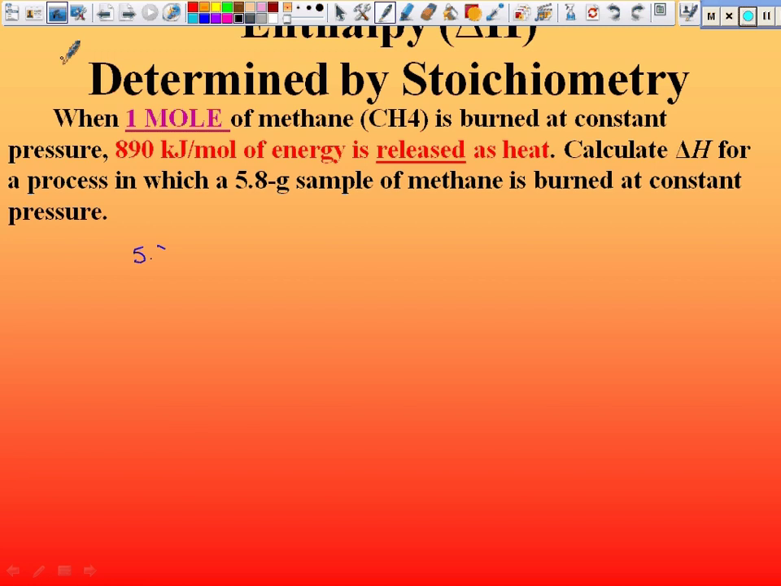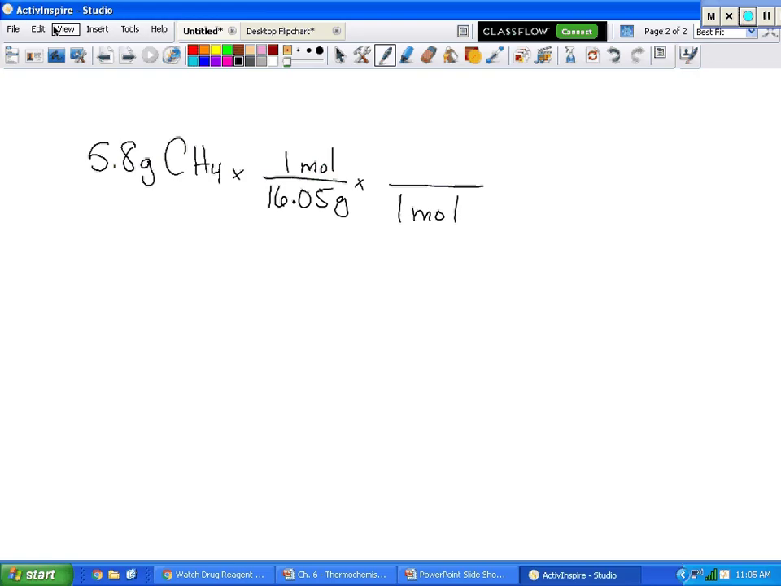Notice this was typed in a very efficient way, because it says when 1 mole of methane is burned at a constant pressure, 890 kilojoules per mole of energy is what? So what does that tell you? It's negative. Very good. So you have to make sure that you include the negative 890 kilojoules.